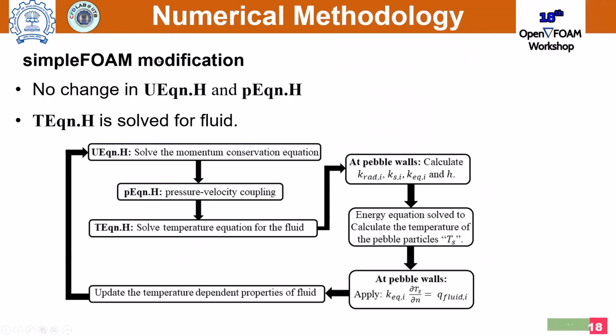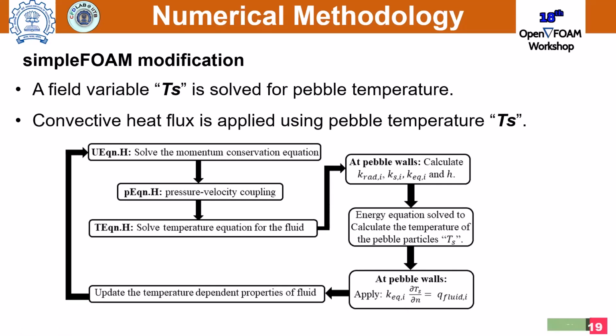So this is the modification that I have done in simple form. I am keeping the U equation and P equation as is. I modified the temperature equation for the fluid, and for each pebble at the walls, I have applied this boundary condition. You can see that I am equating K equivalent to K radiation plus K solid. I am also keeping track of the pebble wall temperature to update the physical properties of the pebble particles.